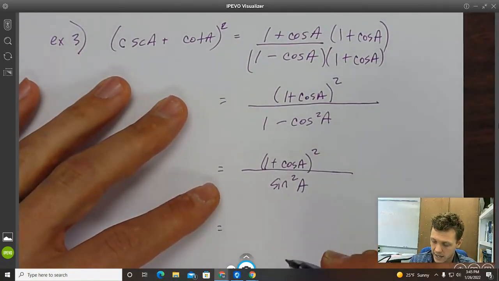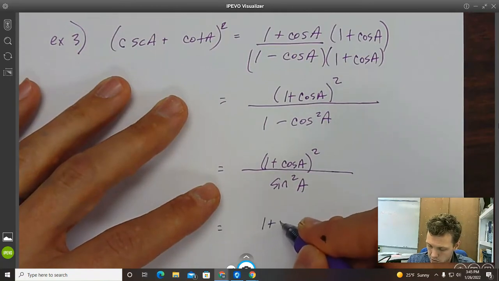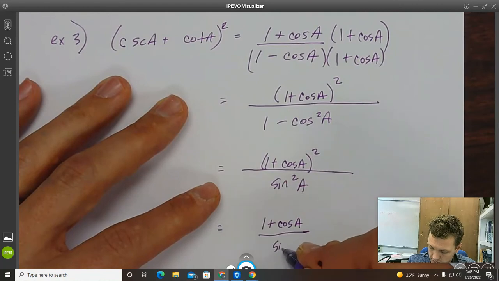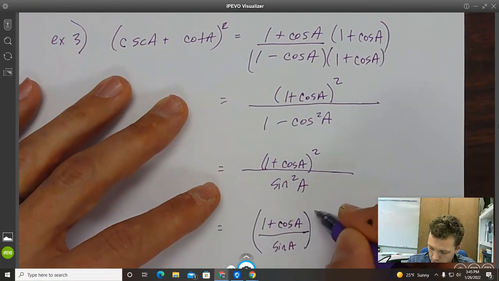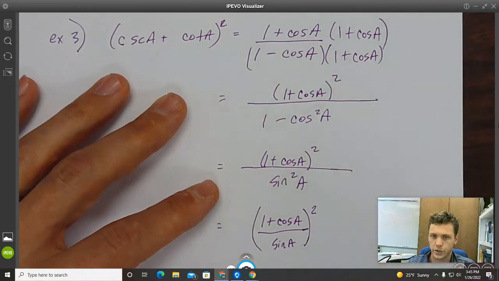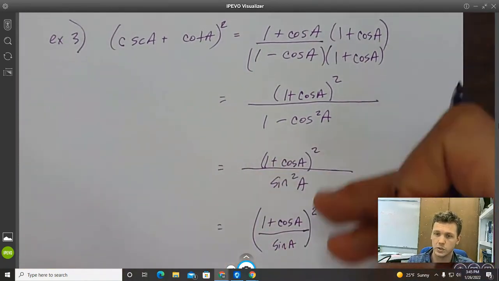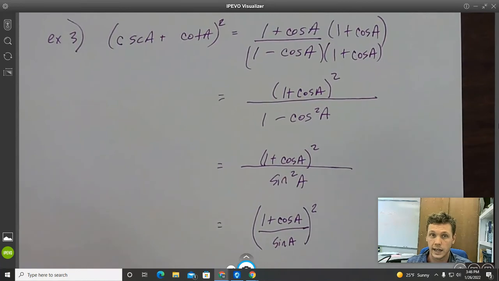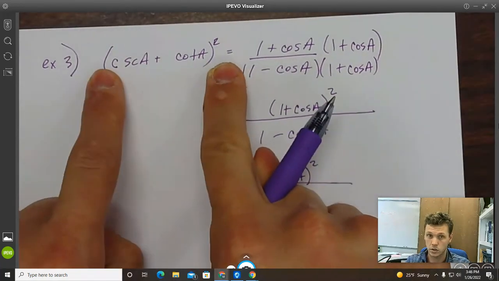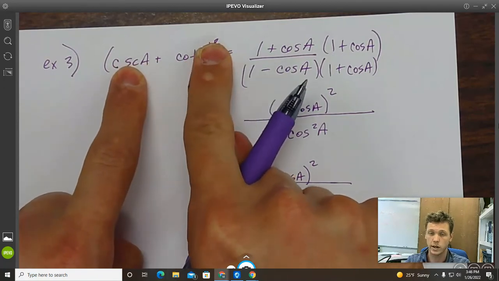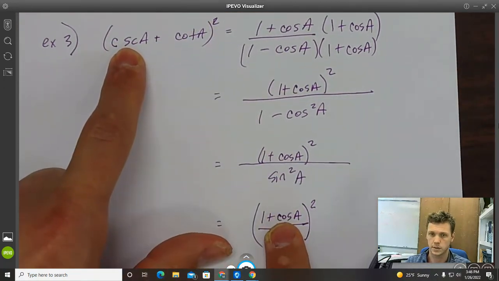So this I can simply rewrite as 1 plus cosine of a over sine of a, quantity squared. Right? These are equivalent expressions. So I can just rewrite it as the quantity squared instead of the individual component squared. And if you look, we're getting closer to what we have here, because notice both of these were the quantity squared, and so we wrote that in parentheses.